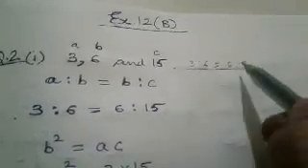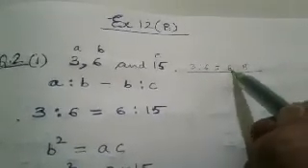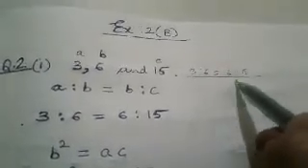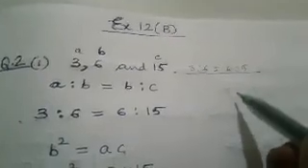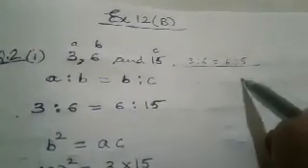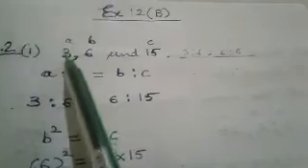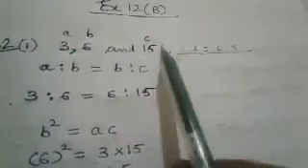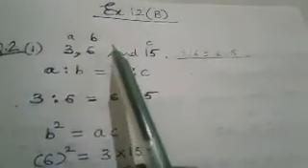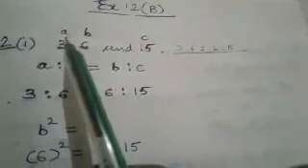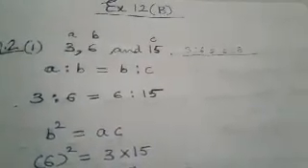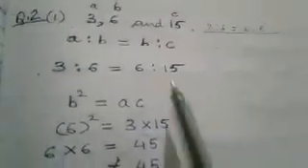So when product of extremes will be equal to product of means, or 3 by 6 is equal to 6 by 15. After solving and cancelling, if you get both equal, then we say that 3, 6 and 15 numbers are in continued proportion, because these are not in proportion but continued proportion. This is the difference between 12A and 12B. Okay. So 3, 6 and 15. So 3 is to 6 is equal to 6 is to 15. So I have arranged it.